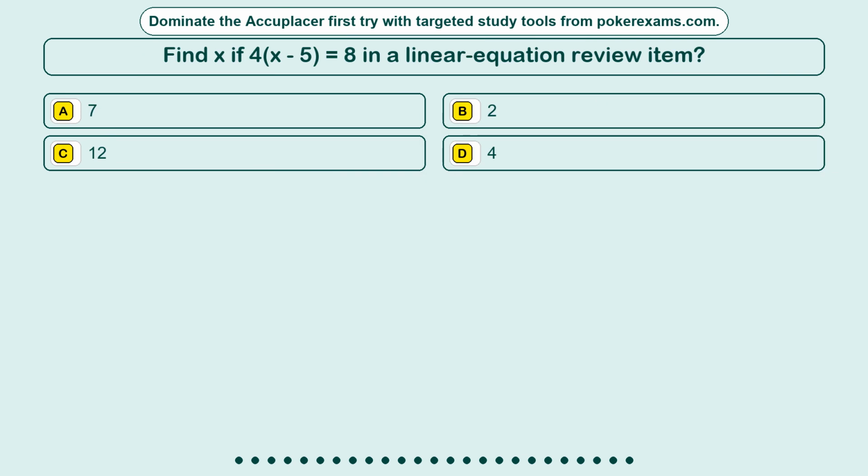Question 7. Find x if 4(x − 5) equals 8 in a linear equation review item. Option A, 7. Option B, 2. Option C, 12. Option D, 4.